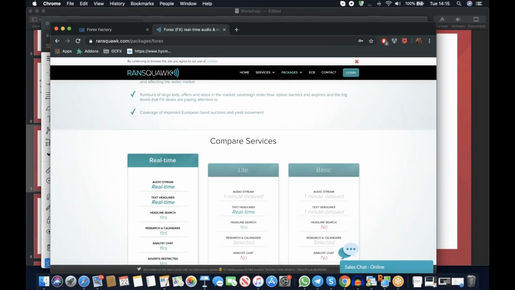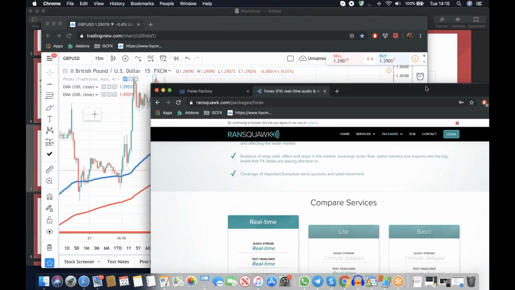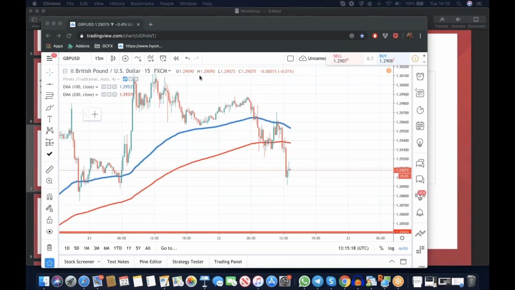I've got no connection with RandSquawk at all, so I'm not promoting their services. I'm simply saying that when you have a news squawk, that's what's been moving the pound a lot in the last few weeks, and actually having access to that squawk service can give you that edge. You can suddenly be right in at the beginning of some of these big moves. You can be in after the first minute or so. You can be in that move.